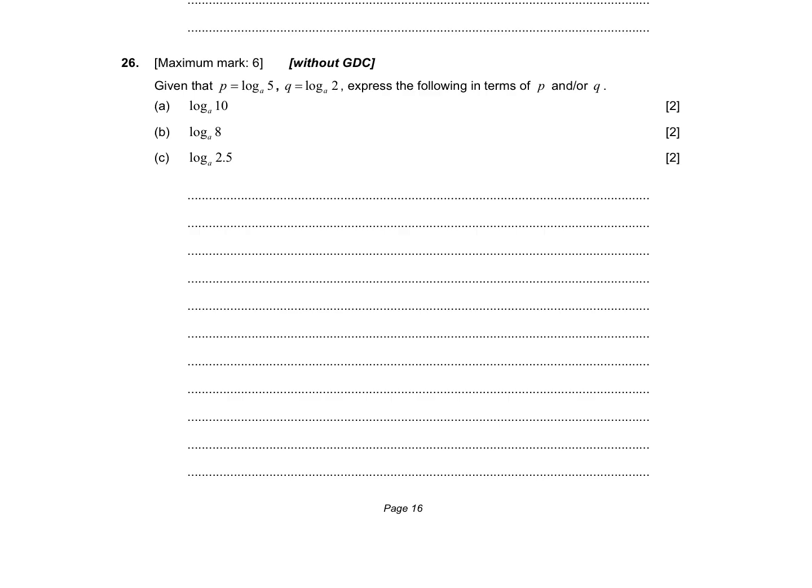All right, express the following in terms of p and or q. Okay, so we can rewrite log base a of 10 as 5 times 2, then separate it. Log base a of 5 plus log base a of 2, and that's going to be p plus q. For b, this 5 or 2 is going to be 2 cubed. The 3 falls back, and log base a of 2 is q.